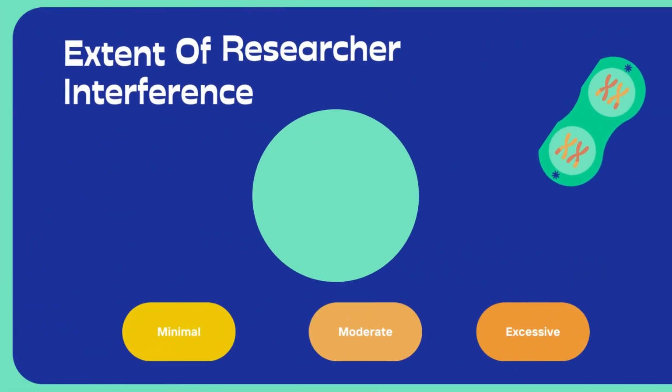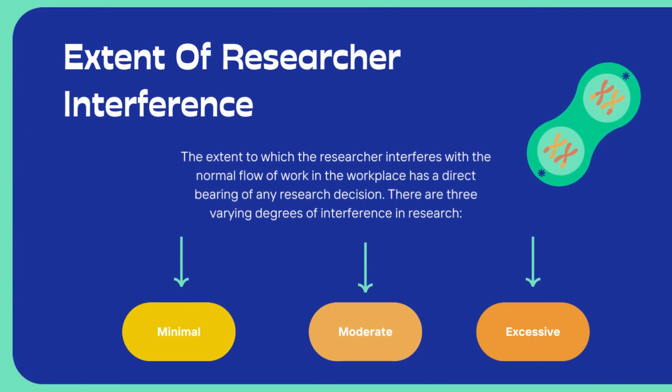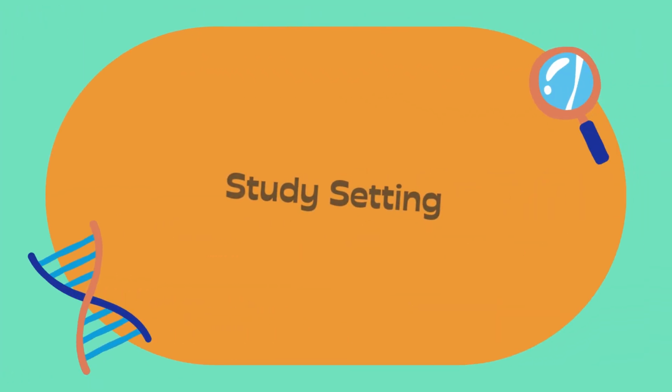Extent of researcher interference. The extent to which the researcher interferes with the normal flow of work in the workplace has a direct bearing on any research decision. There are 3 varying degrees of interference in research, which are minimal, moderate, and excessive.